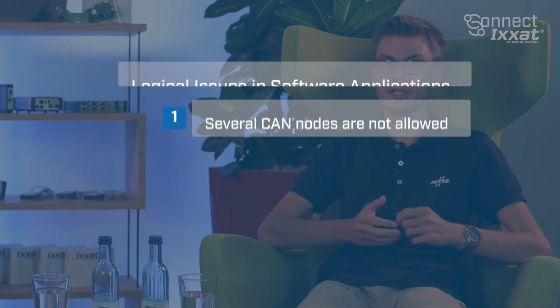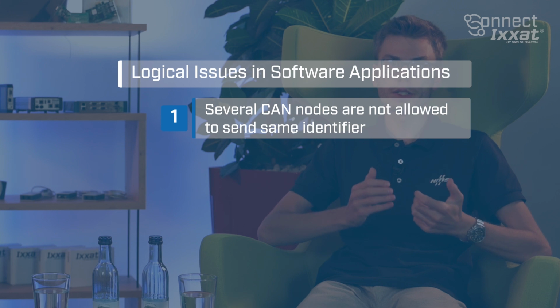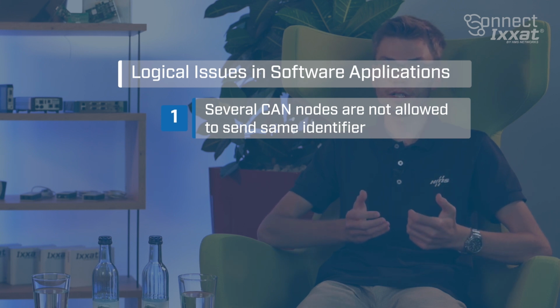Let's dive into the logical challenges that arise within software applications. Tobias, what are some of the typical logical issues that occur within a CAN network? Basically, 4 major types of issues can be identified. The first and most common issue is that multiple CAN nodes transmit messages using the same CAN identifier. This leads to message collisions and thus communication failures.